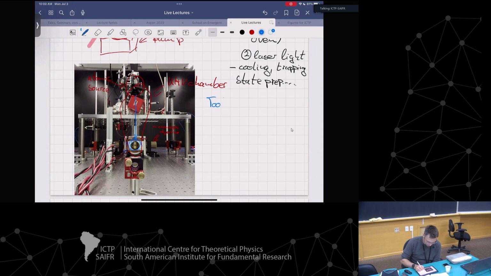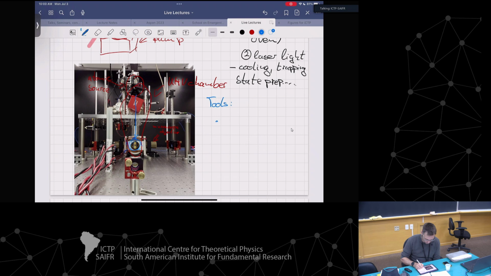So what I really love about this experiment is that there is so much different technology that goes in here. Of course, we have a lot of vacuum technology. Then you have a lot of laser technology. You have lots of optics. That's why this later picture looks a little bit messy. There are so many mirrors around it. You have a lot of electronics.